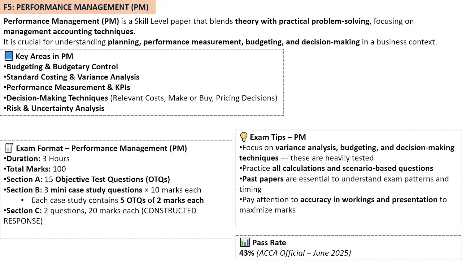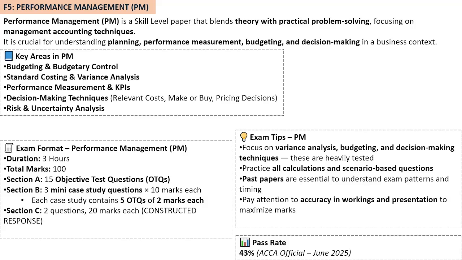The exam format for the performance management exam is: duration 3 hours, total marks 100, and there are 3 sections in the exam. Section A has 15 objective test questions, section B has 3 mini case study questions of 10 marks each, and each case study has 5 MTQs of 2 marks each. In section C you have 2 questions of 20 marks, which are constructed response questions, meaning you have to write either theory or practical solving answers. There is no MCQ in this part, so you have to solve it.